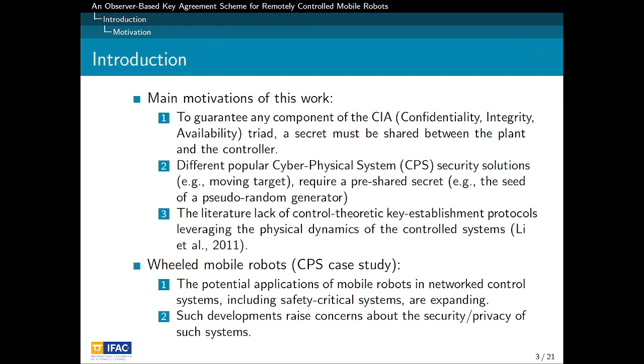The lack in the literature of control theoretic key establishment protocols leveraging the physical dynamics of the control system can be considered as the third item. And we are also using a wheeled mobile robot as our CPS case study, because the potential applications of mobile robots in network control systems, including safety critical systems, are expanding, and such development raised concern about the security and privacy of the information in these systems.